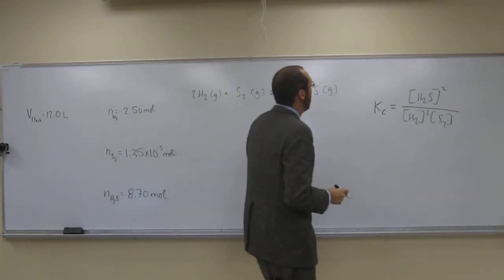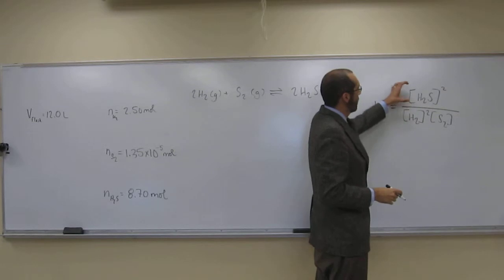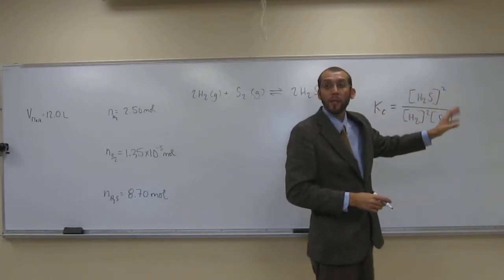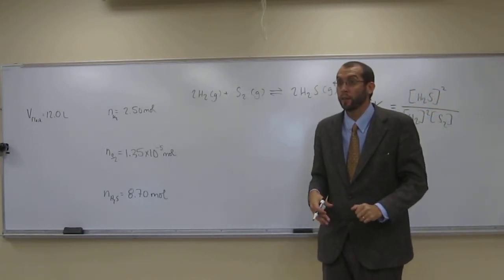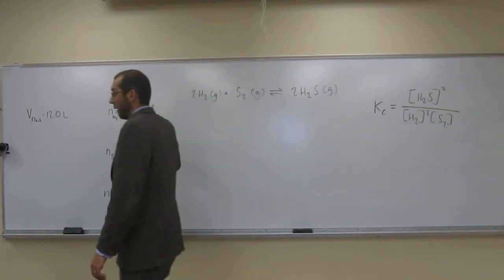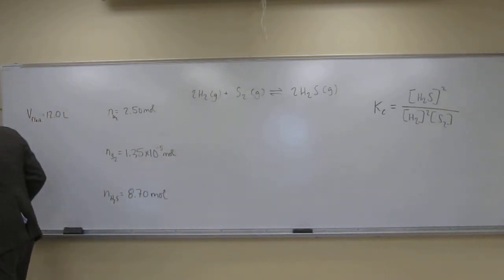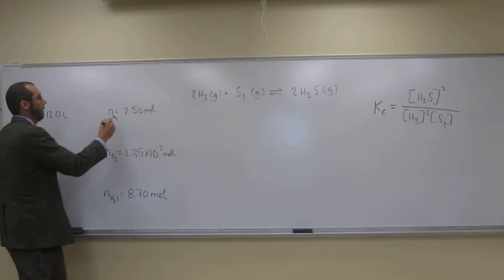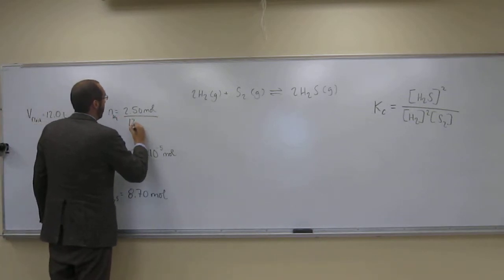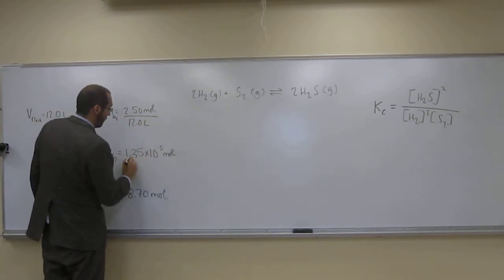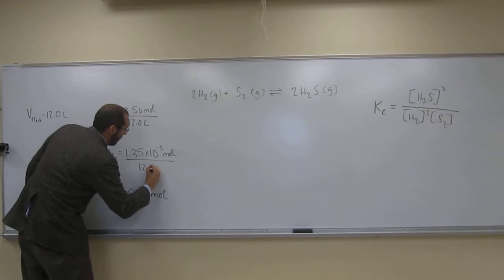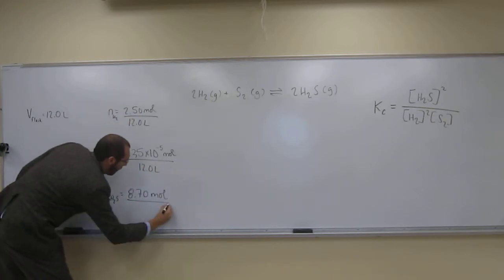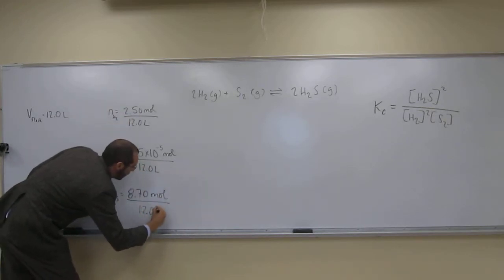So if you notice, they're brackets, right? So that means concentration and molarity, okay? So if we look over here, right, we've got moles, and that's not molarity, okay? But we've got a volume here, so we can convert all of these to molarity. So let's do that first. So 12.0 liters, and 12.0 liters.